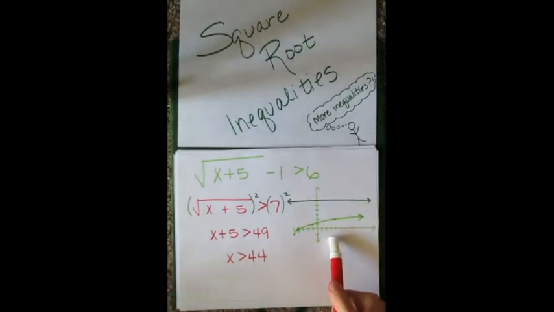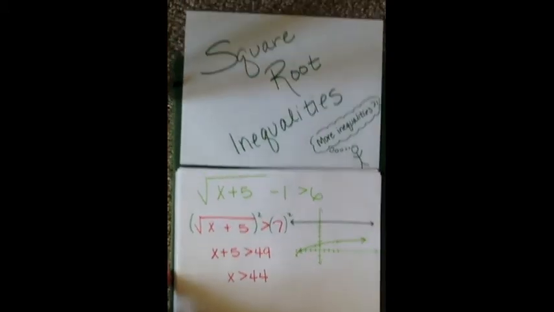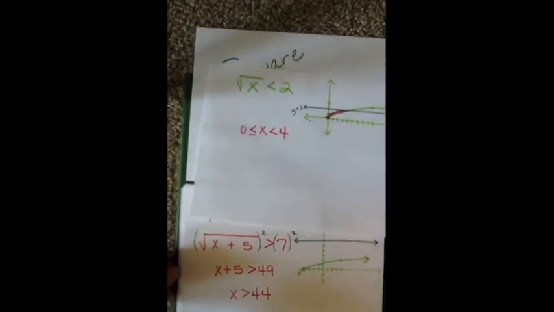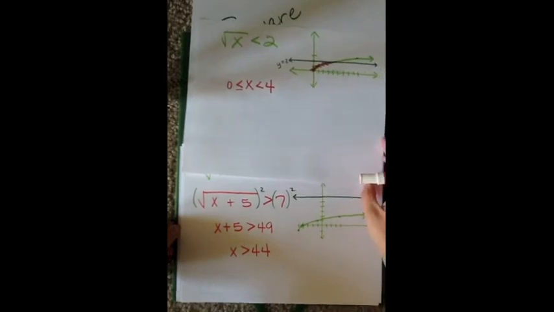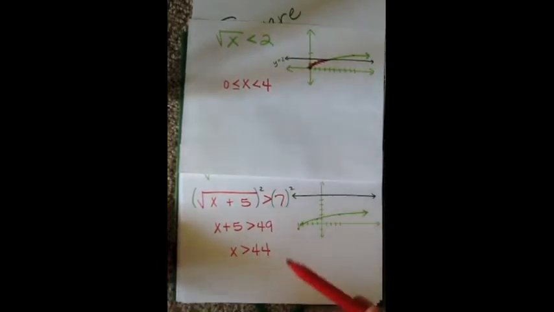I don't know about you, but I don't really want to draw out 44 tick marks on my graph or have to deal too much with the window on a calculator. So this would be quicker for me. Now if we look at this answer versus the answer we had on the first problem, they're different. The first one was a compound inequality, and this one's not.